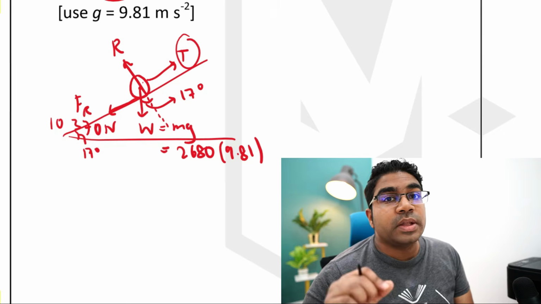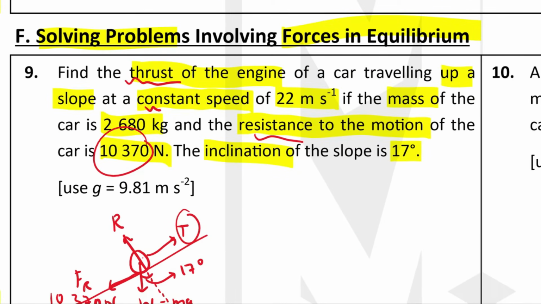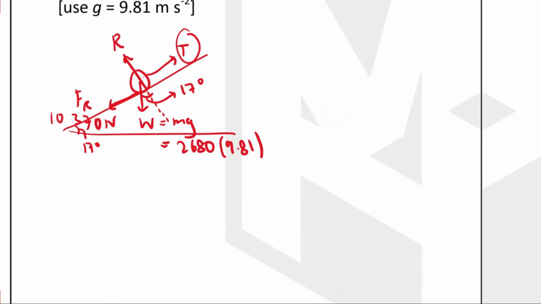Now we have to determine whether there's a resultant force or not. When you look at the question, the car is traveling at a constant speed. Constant speed means acceleration equals 0, and when acceleration is equal to 0, resultant force is equal to 0. Therefore, we know that forces are in equilibrium. There is no resultant force.